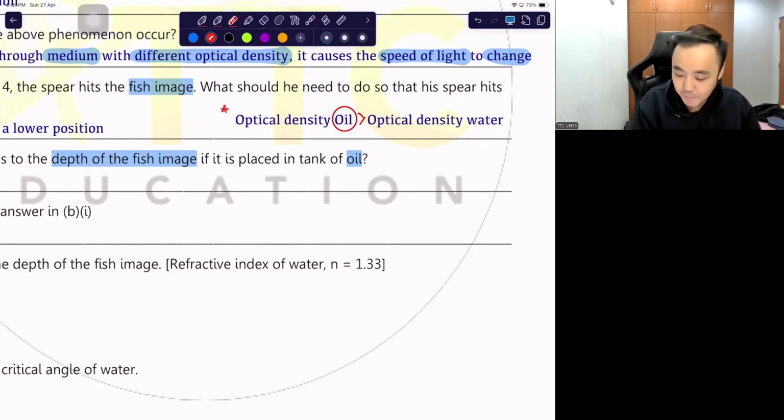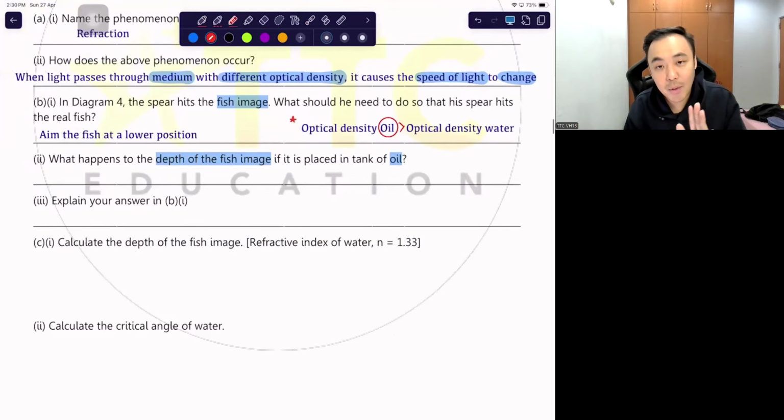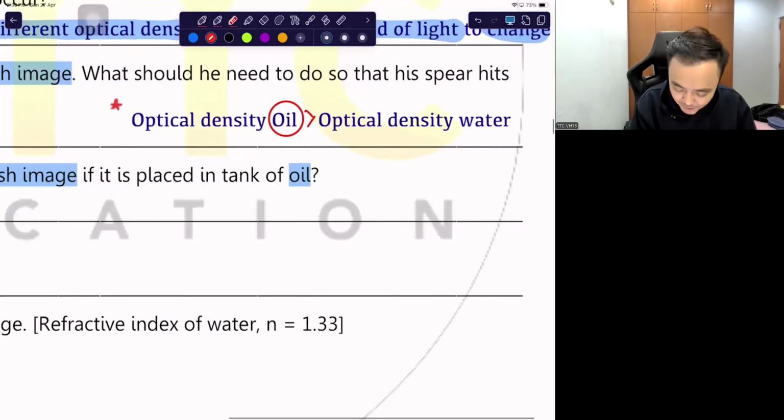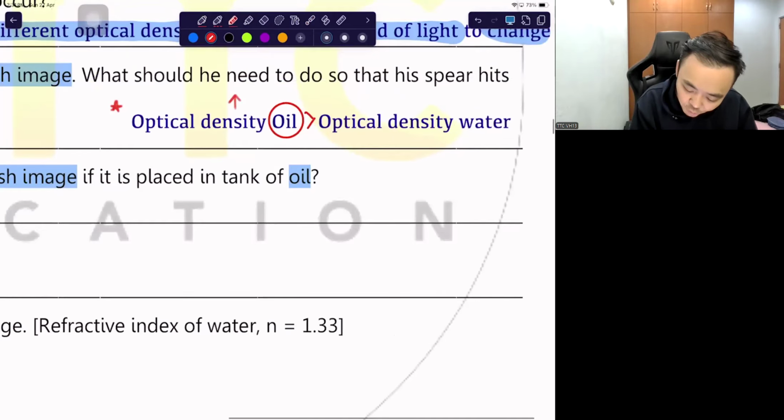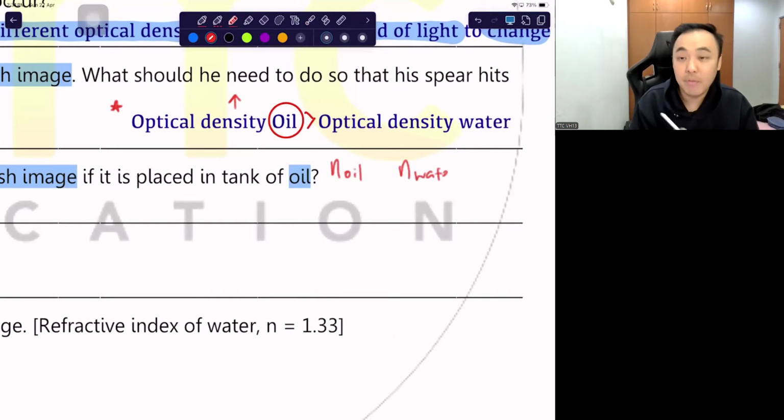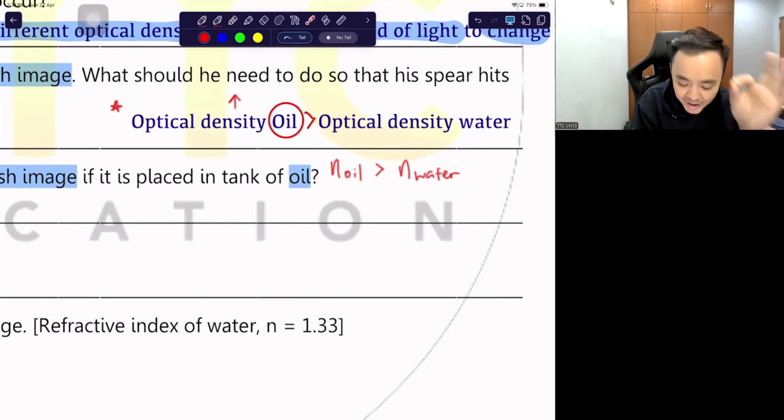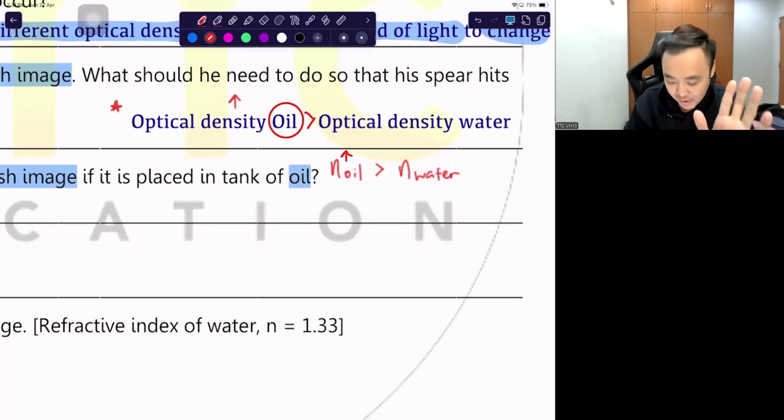Now, one more thing. If the optical density is higher, can you tell me whether the refractive index for oil is higher or lower compared to water? The refractive index for oil will also be higher. Optical density and refractive index go together. If your optical density is higher, then your refractive index is also higher. I'll give you a simple example, then you can see the relationship.